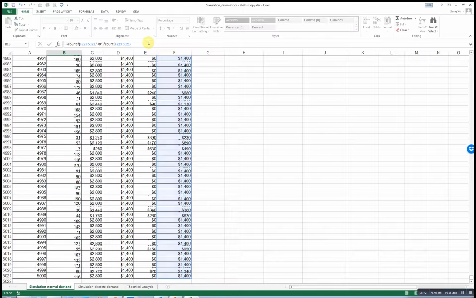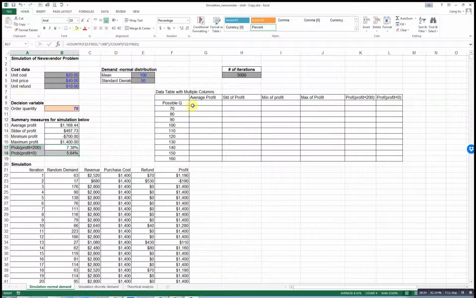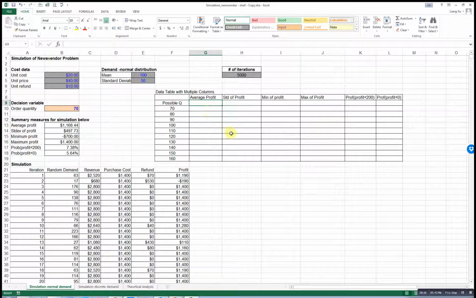And the next thing we want to do is to evaluate different order quantities. These are the possible order quantities listed here in the data table. For each order quantity, we would like to evaluate what's the average profit, the standard deviation of profit, etc. So we can compare these order quantities and get the best solution. Basically this can be done through a data table with multiple columns, because we have multiple columns here.